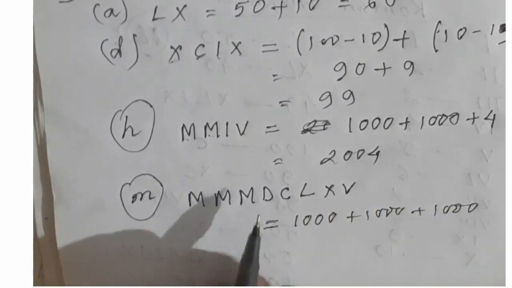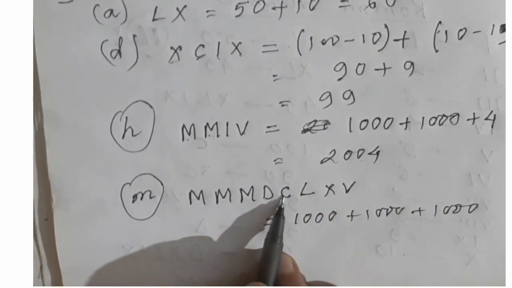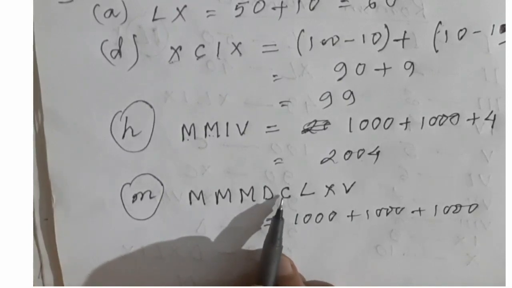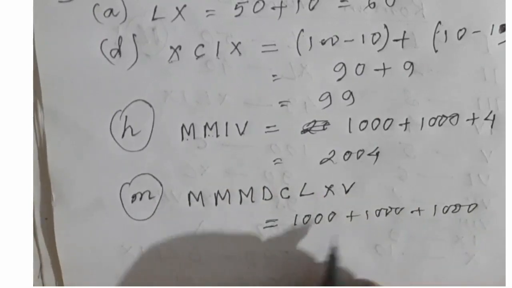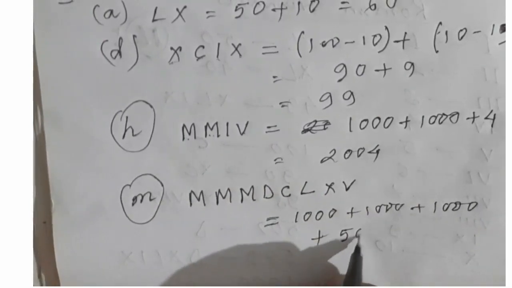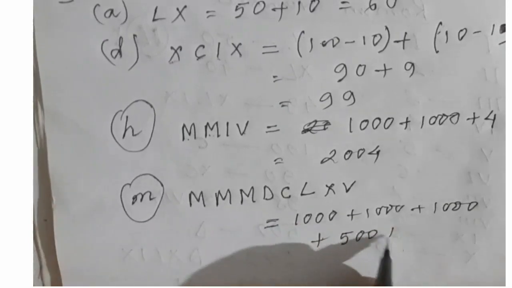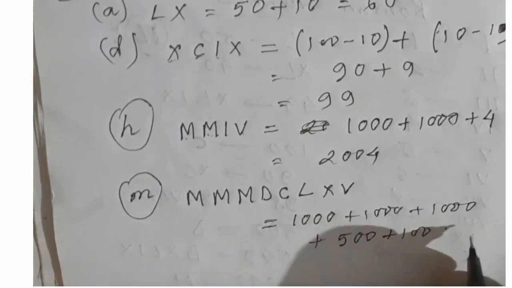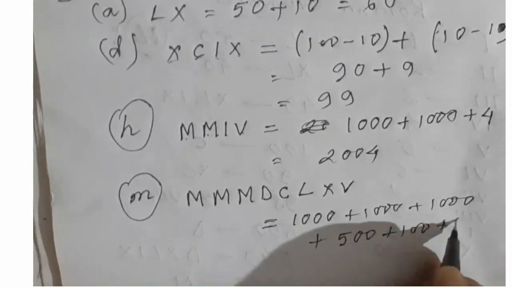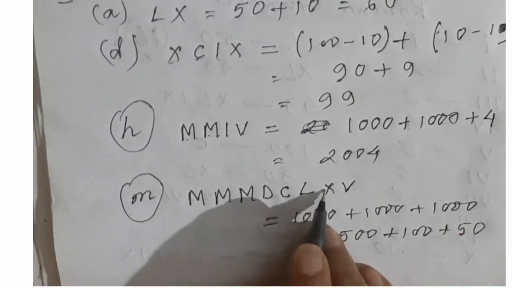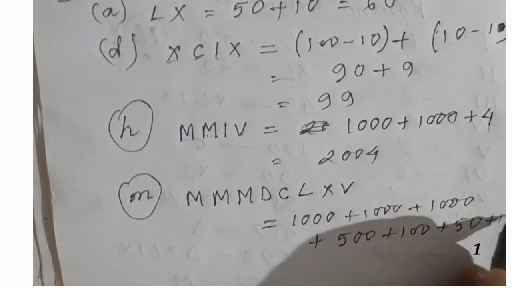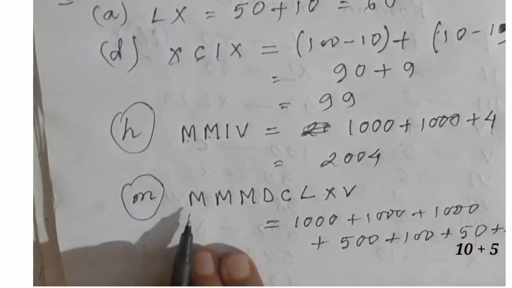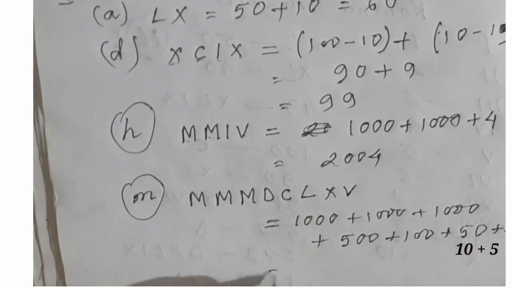Now you check here D, C. D is 500, and then C is 100, and L is 50, and this one is 10 plus 5. So this is 10 plus 5, straight it is. So directly we have written, no complications here, although it is longer, but here no complications.